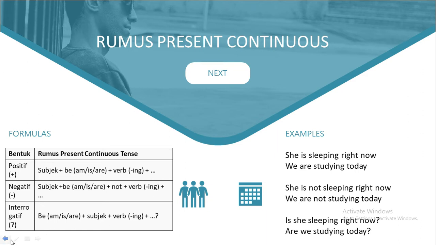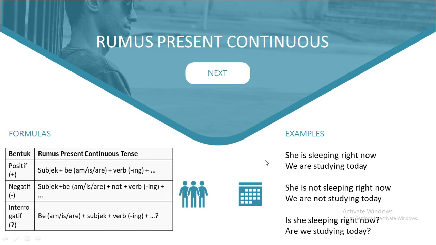The last form, the interrogative form: you add be, you can choose among am, is, are, plus the subject, and then verb one plus ing, and then don't forget to add the question mark, because if you don't have a question mark, you cannot say your sentence is a question. And here are the examples.